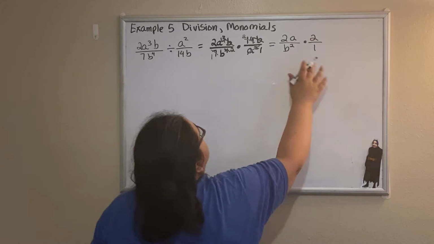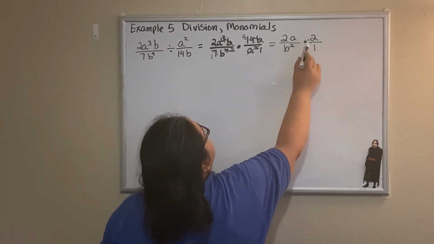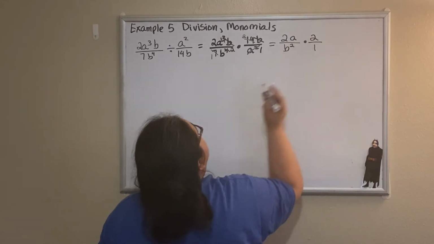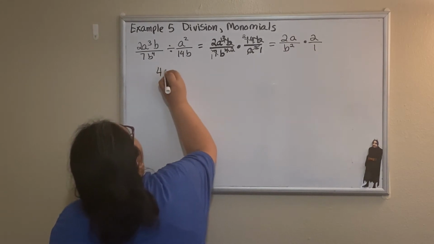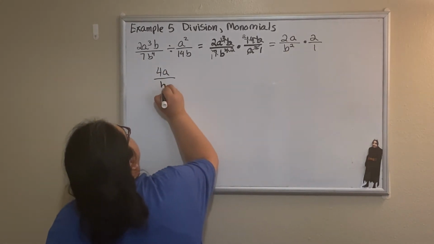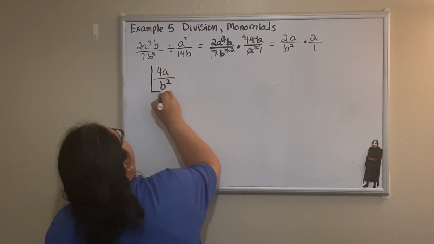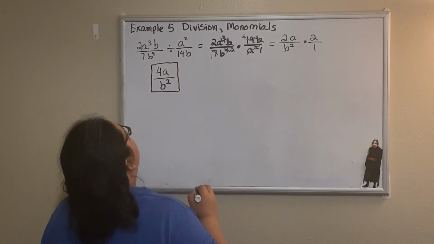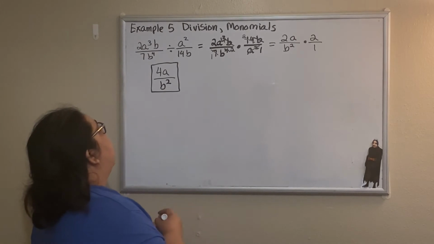And now we're going to multiply across. 2a times 2 is going to be 4a, so we're going to have 4a over b squared times 1 is b squared, and that is our quotient. That is our solution.